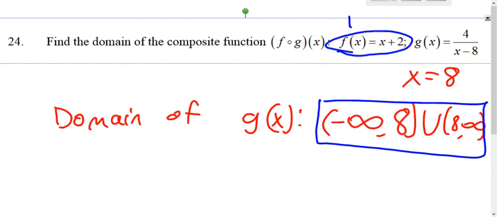If that was like a square root function, then we'd have to take out anything that would make a negative inside the square root. But it's not, so we don't have to worry about that.